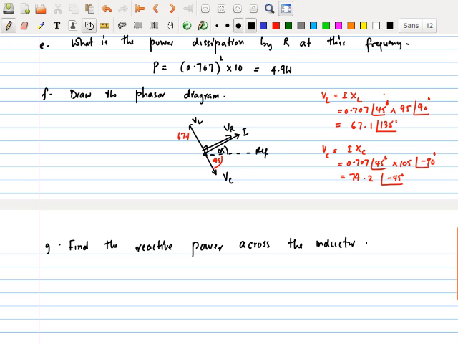Right? And I'm also asking you to find the total reactive power at this frequency. How do you answer that? How do you find the reactive signal power across the inductor? Yes, what is the equation you would use? How do you find the total reactive signal power?